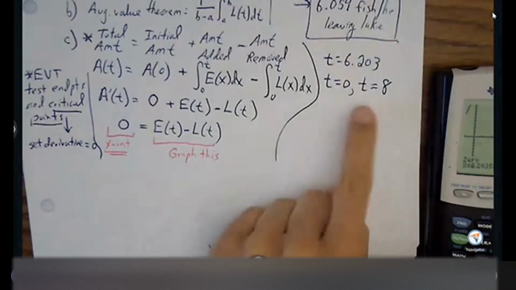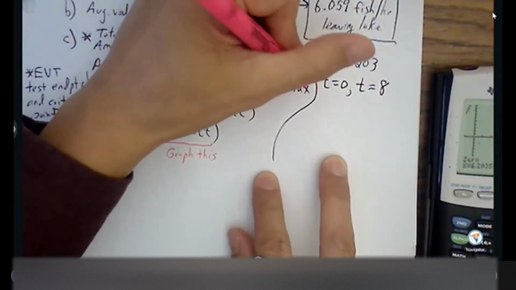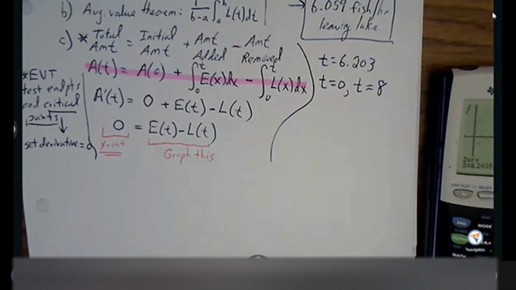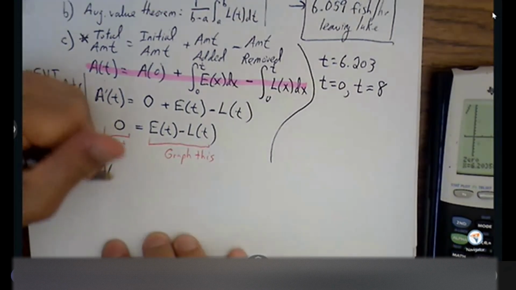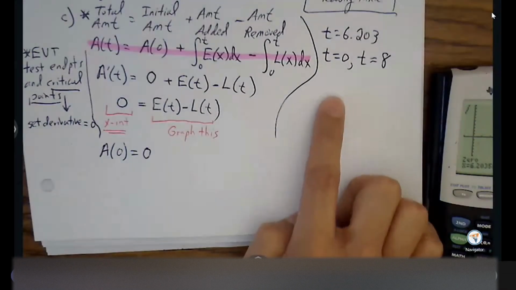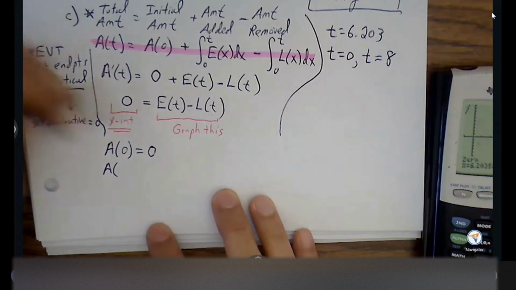So ultimately, we're going to be testing these 3 points or these 3 values against our A of t, right? We have our candidates, and we're going to test them against A of t to see at what time period will there be the most number of fish. So A of 0 is easy. There's no fish in the lake. Let's do A of 6.203.